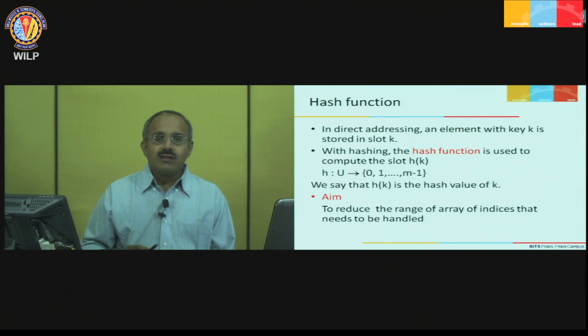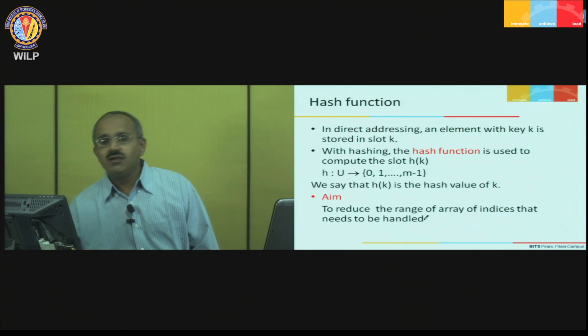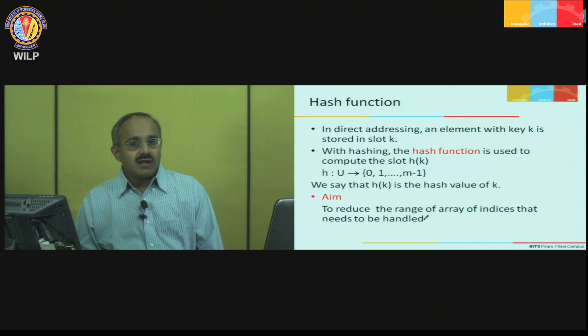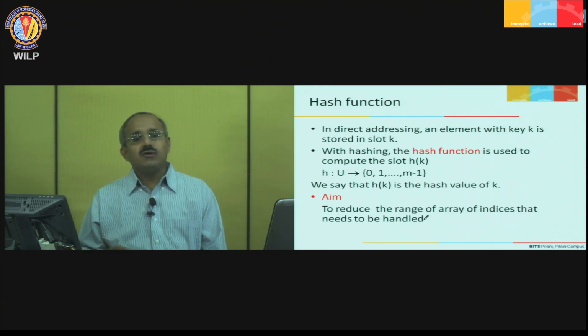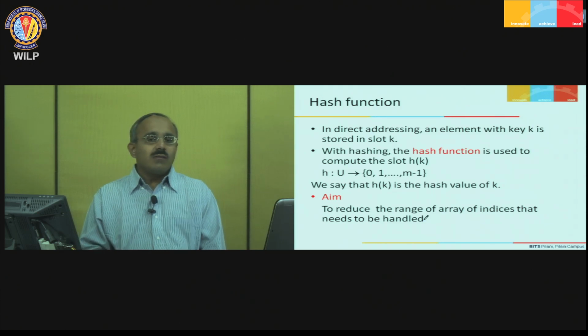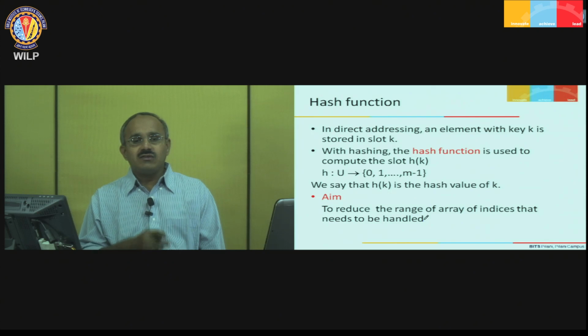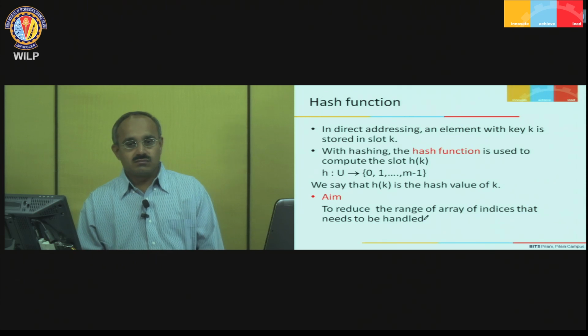So, for example, in the example we had written down to show that a direct address table is inefficient, if there was a way of mapping those 3 large keys to keys which are very small, then the requirement on T would not have been as large as the set U. So, the idea is to reduce the range of indices that needs to be handled, or where your keys are going to be mapped.